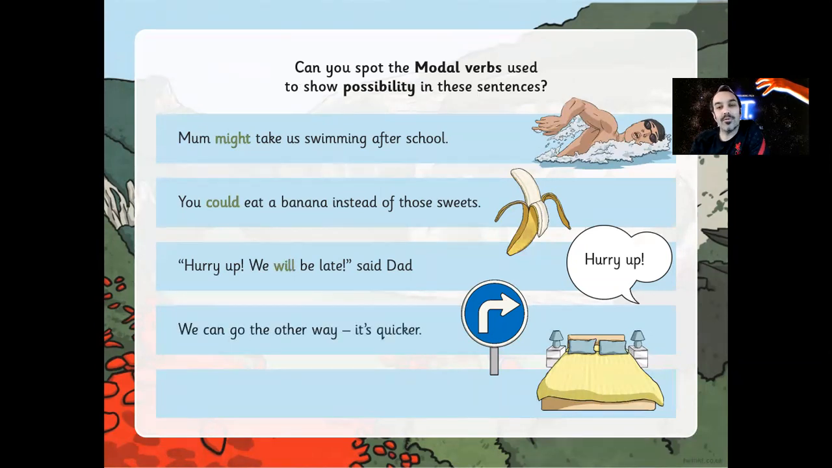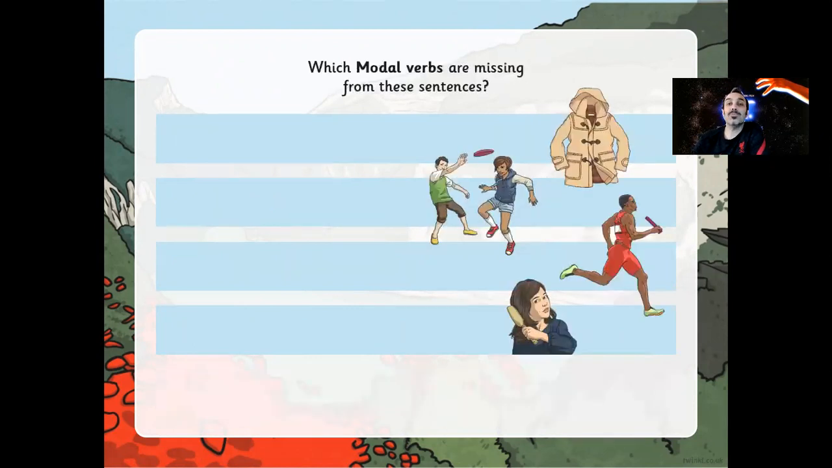We can go the other way. It's quicker. Can you spot it? Can you get it? Can. Well done. And lastly, you ought to go to bed earlier. Of course you can. Can you see that one? Perfect. Ought. Well done.